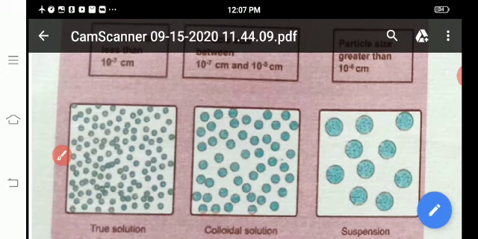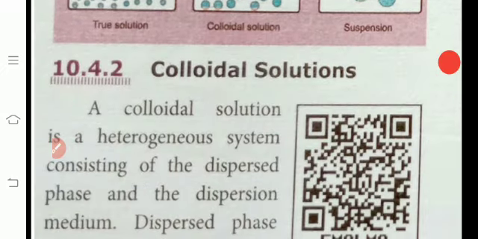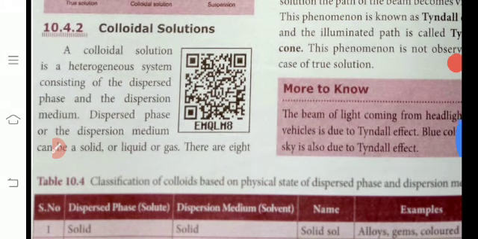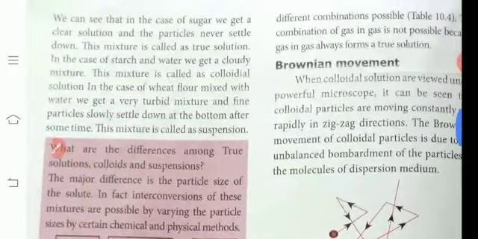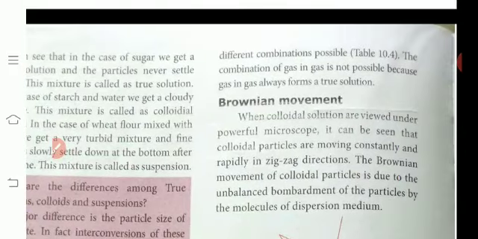Okay, listen. Next, colloidal solution. A colloidal solution is a heterogeneous system consisting of the dispersed phase and the dispersion medium. Dispersed phase or dispersion medium can be a solid or liquid or gas. There are 8 different combinations possible. The combination of gas in gas is not possible because gas in gas always forms a true solution.